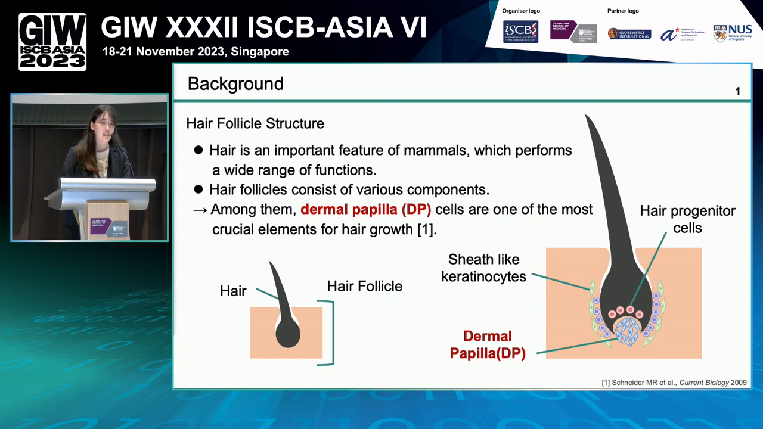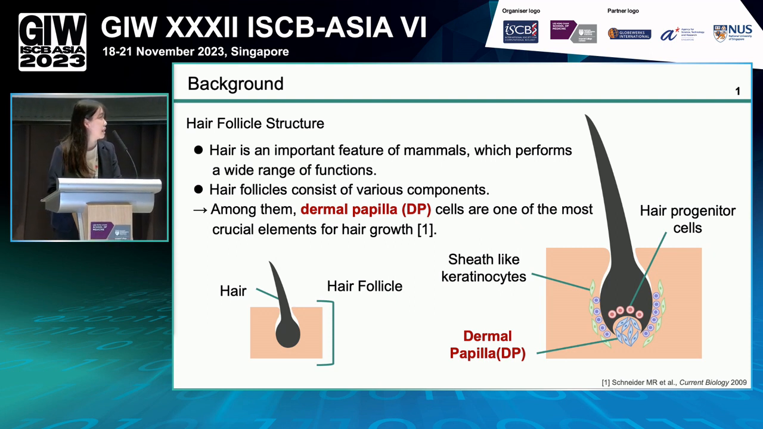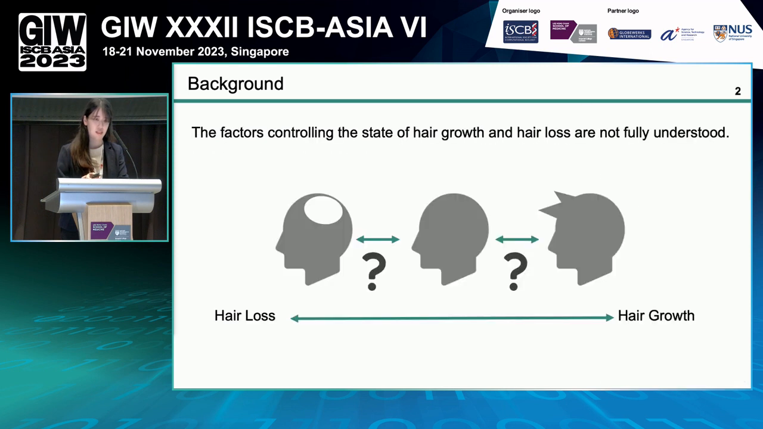Hair is an important feature of mammals which performs a wide range of functions. Hair follicles consist of various components, for example, hair progenitor cells, sheath-like keratinocytes, and dermal papilla. Among them, dermal papilla DP cells are one of the most crucial elements for hair growth. The factors controlling the state of hair growth and hair loss are not fully understood.